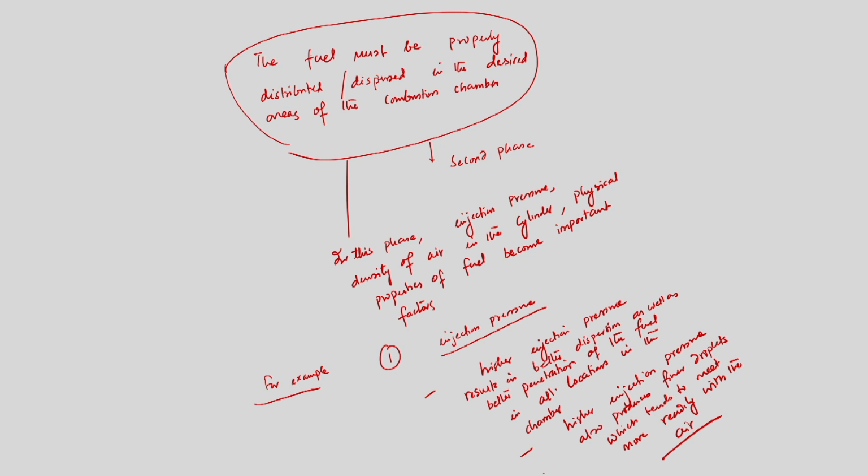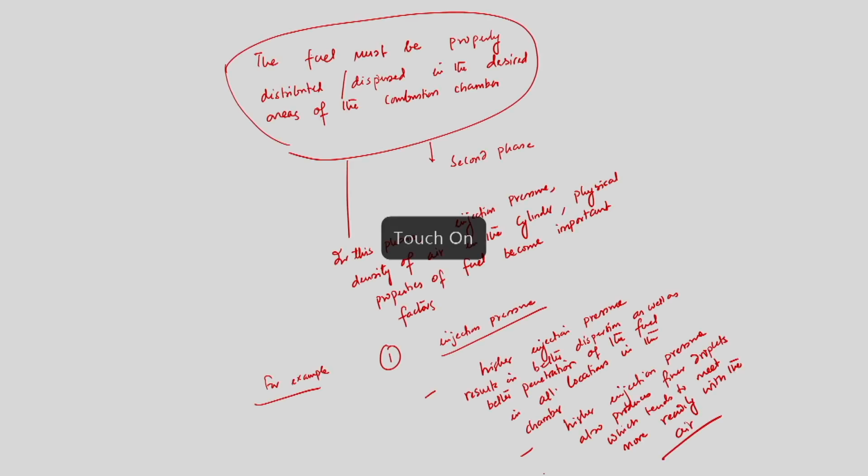Now, we have discussed injection pressure. Then what about density? As I said, another aspect is the density of the air in the cylinder. So, next is density. Very important: density of air in the combustion chamber.